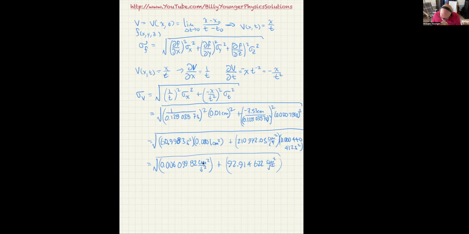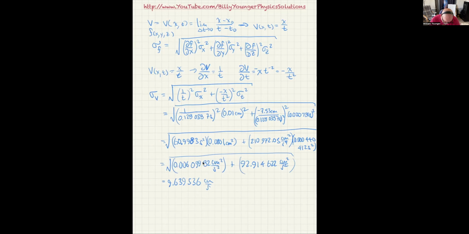Assuming these numbers are correct, now I'm going to take this number, the 92.91, and add to it the 0.0060998, and I'm going to take the square root of that, and that gives me, this can't be right. There's some number that went wrong here. 9.639536 centimeters per second is the uncertainty in the velocity.